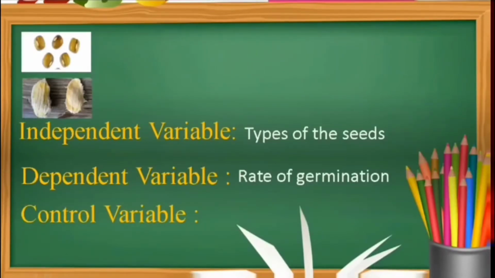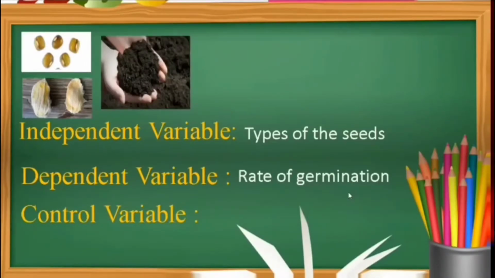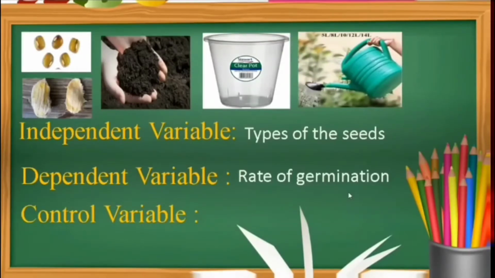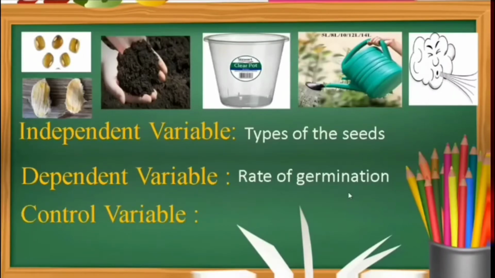Next, from the problem that we have, what do you want to know? We want to know which among the seed will germinate faster. In other words, you wanted to know the rate of germination of the 2 seeds. And lastly, the other materials that you will need for this experiment are the soil, the pot. For this experiment, we will be using the plastic pot so that we can see the development that is happening on the seeds. The amount of water and the exposure to air.